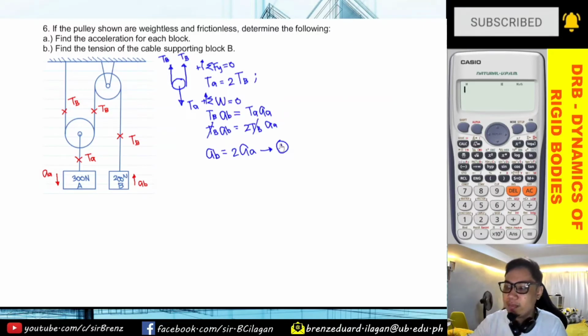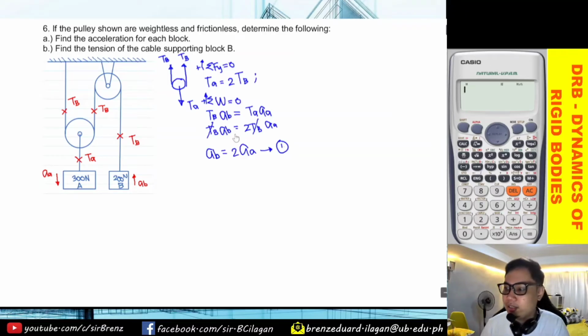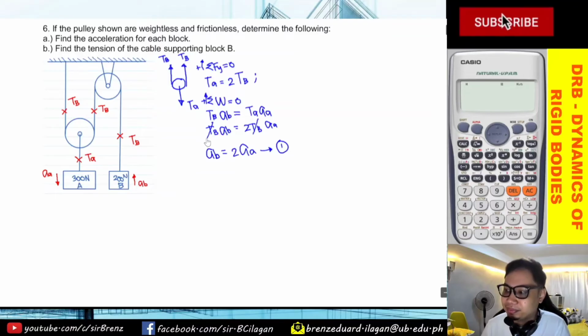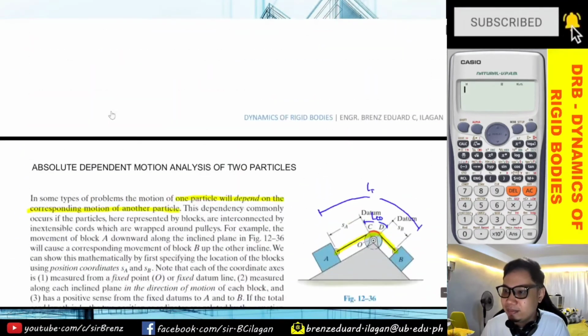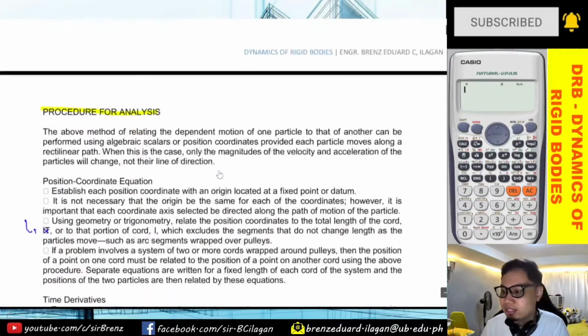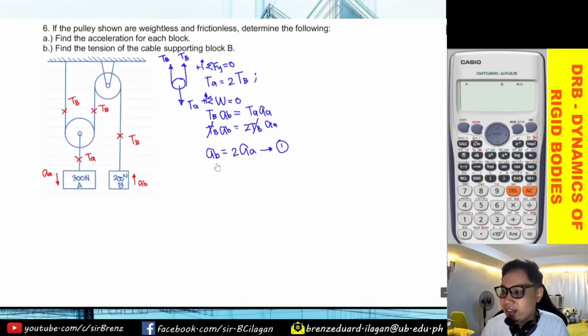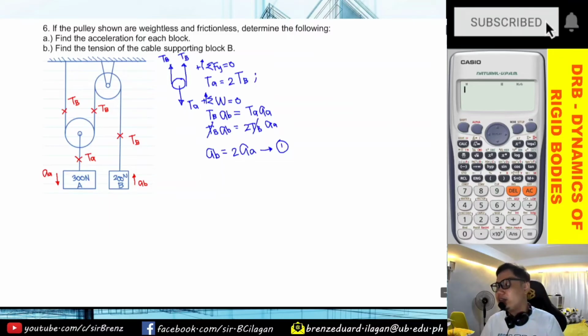Ito talaga yung ginagamit ko na method, itong summation ng work. Pero since ito nga dapat isa sunod pa, kaya nagbasa tayo. So, ano nga method to? So, the absolute dependent motion analysis of two particles. So, try rin natin, and I believe naman na itong equation rin naman na to, yung babagsaan natin. Okay? So, ano nga yung sabi doon sa ating method?